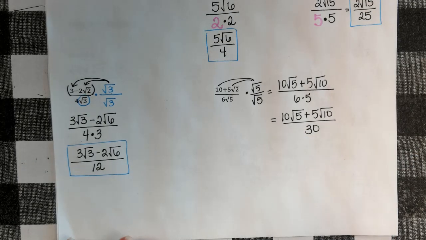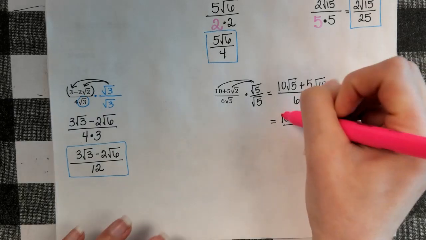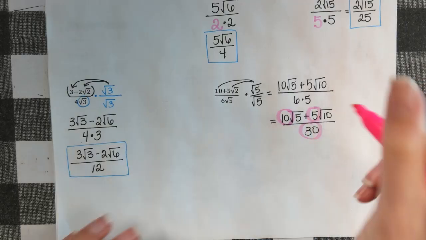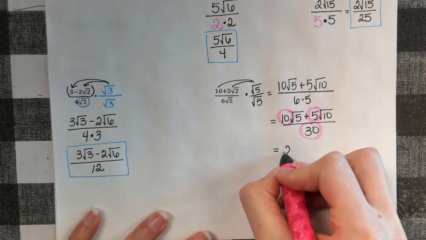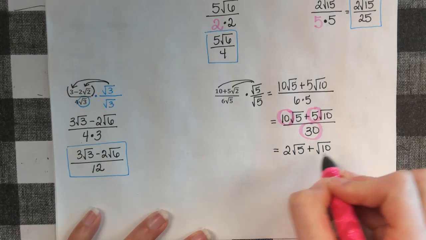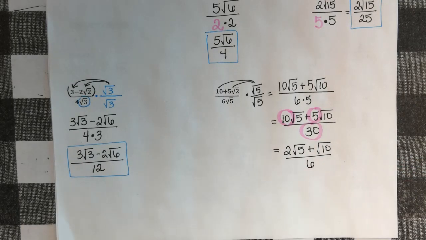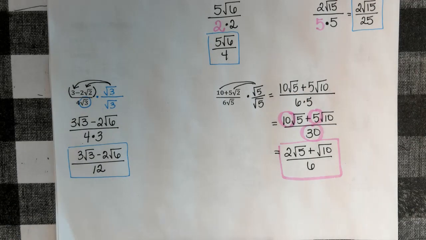Okay? Now, I can simplify this. Some of y'all stopped there, some of y'all went further. What can I simplify for this? The 10, the 5, and the 30. I can divide all those by 5, and that leaves me with 2 square root of 5 plus square root of 10 over 6. Okay? Questions on that? All good?